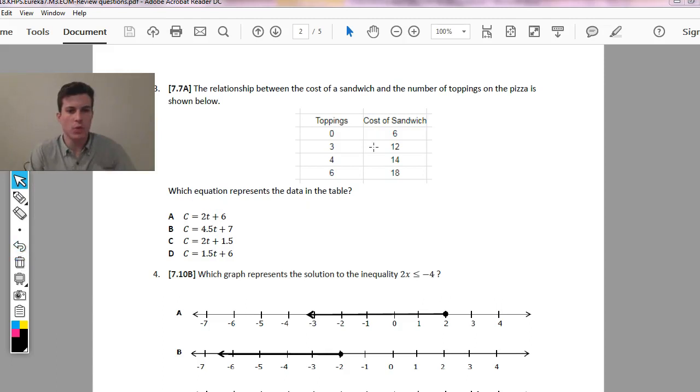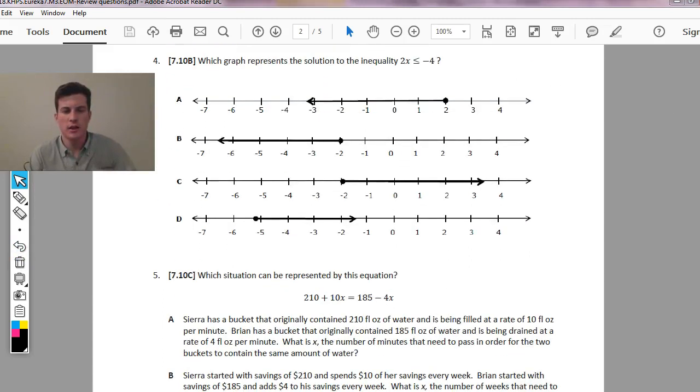Cool. Let's go to number 4. I know we're moving quick here. Just going through some questions that are set up similar to our end of module exam.